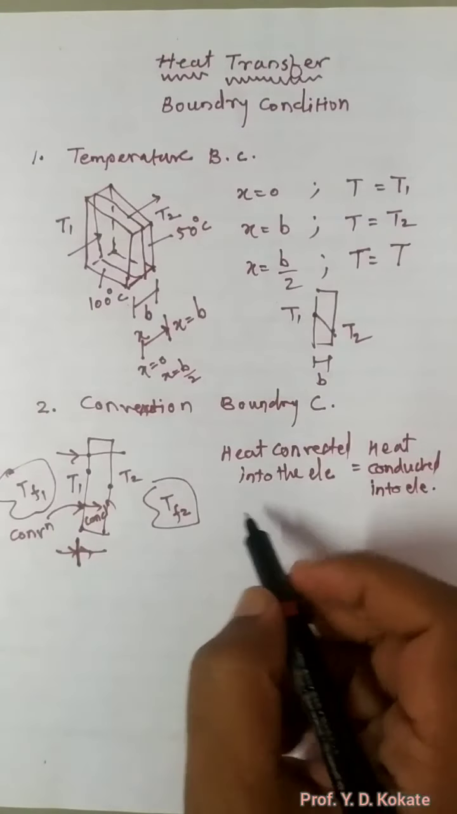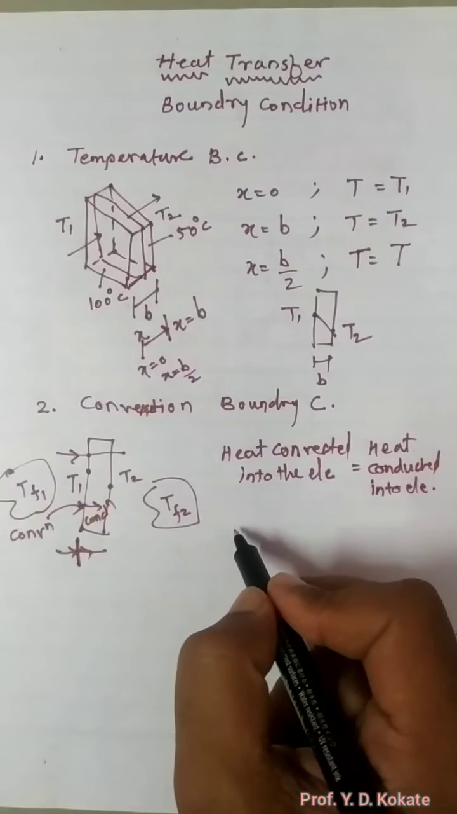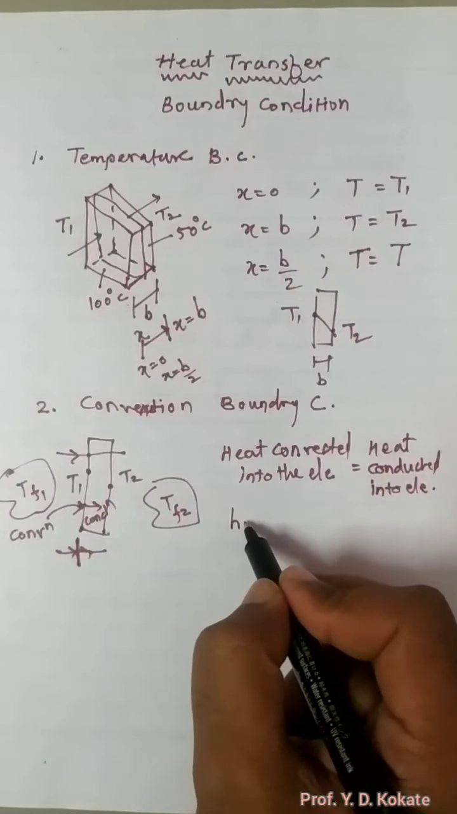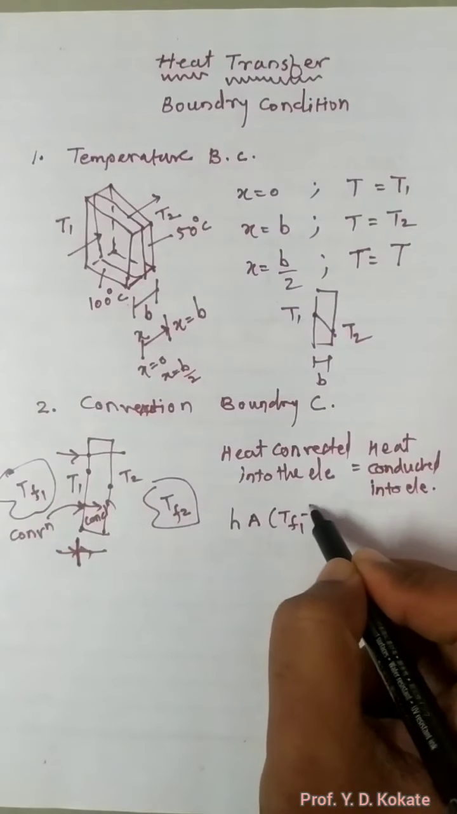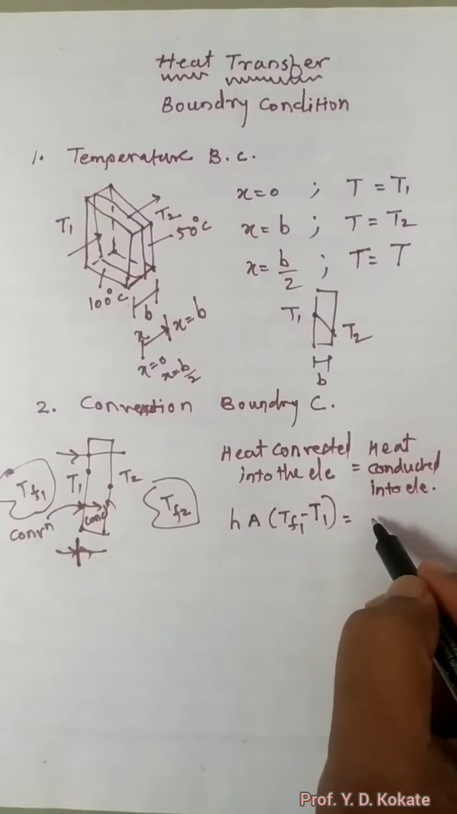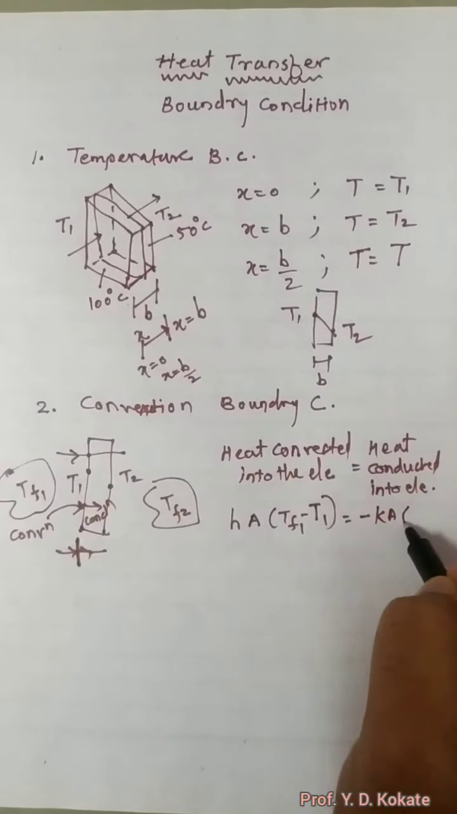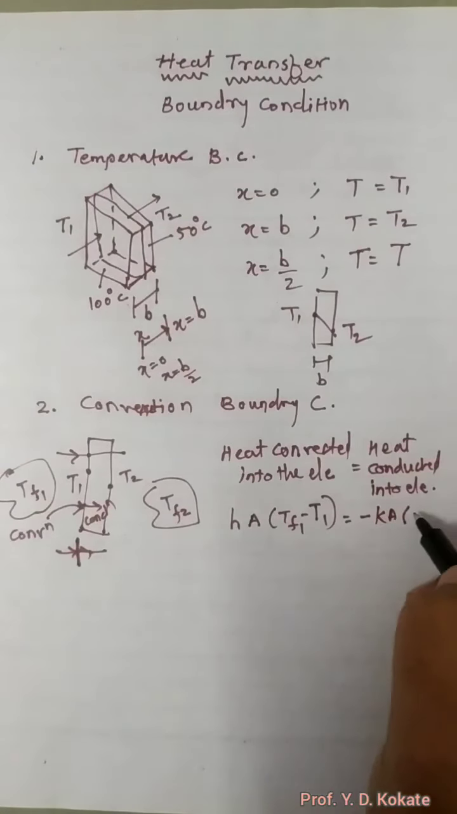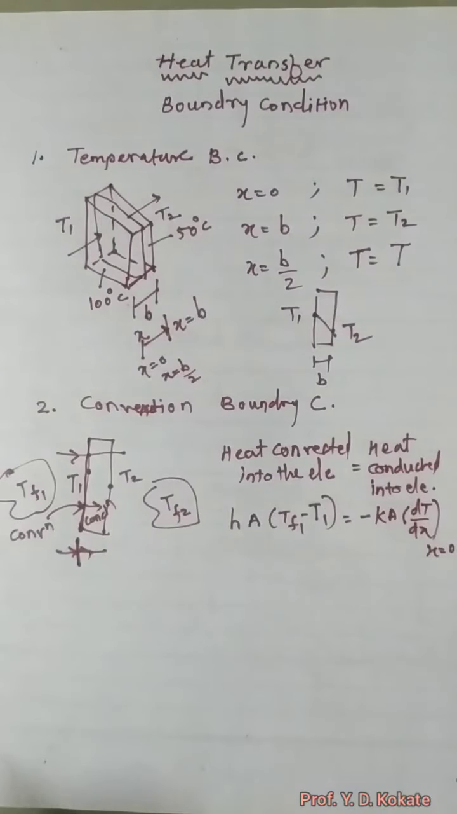So what is the heat convected into the element? We write convection heat transfer in terms of Newton's law of cooling. So h A delta T becomes h A (TF1 minus T1), which we already saw. And what is the heat conduction we can give? That is minus k A dT by dx. So dT by dx at x equal to 0, meaning at this locality we want to take dT by dx.